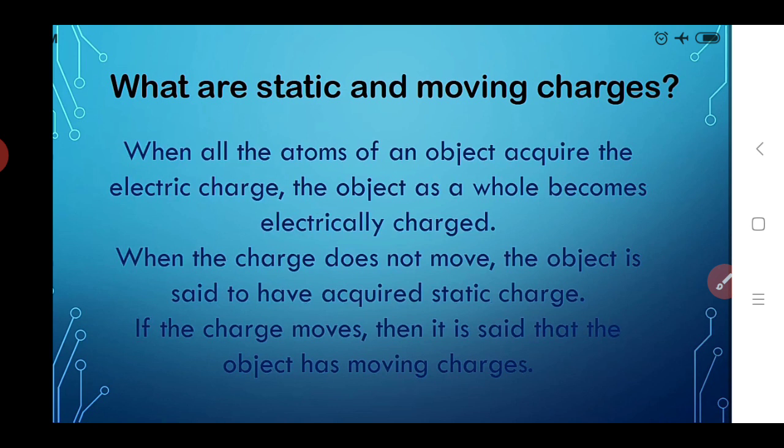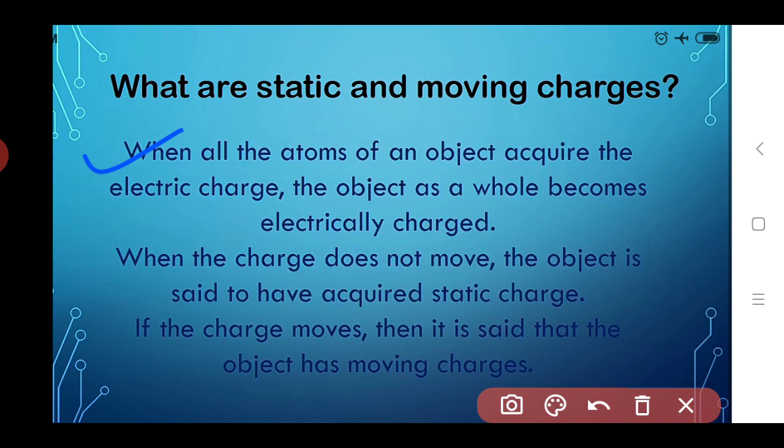I will explain again what happens when all the atoms of an object acquire the electric charge. We know all atoms contain two charged particles: the positively charged proton and the negatively charged electron. Due to this positive and negative charge, all the atoms acquire electric charge, so the object as a whole becomes electrically charged.